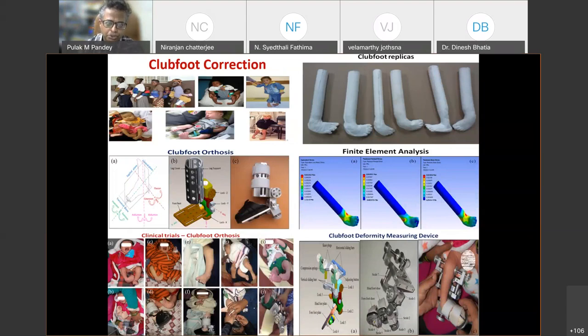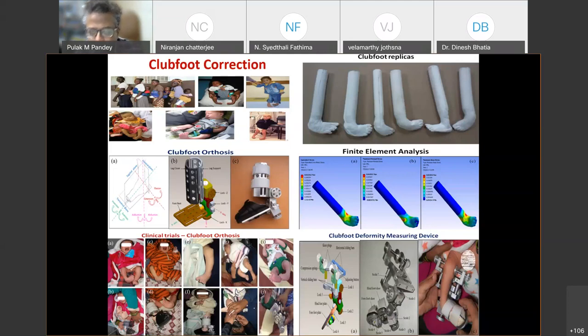Okay, then another very important contribution from our side is the development of clubfoot orthosis, correct? You can understand the problem: a baby is born with a twisted foot. MRI scans are taken, and we have now made these for 6 kids using additive manufacturing technology.